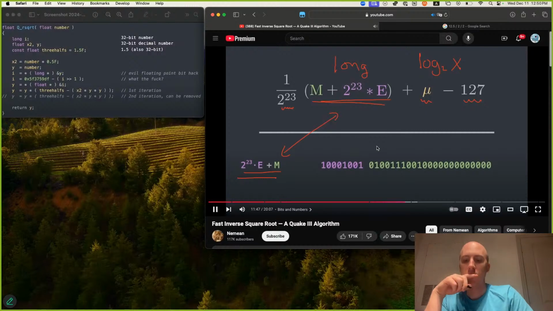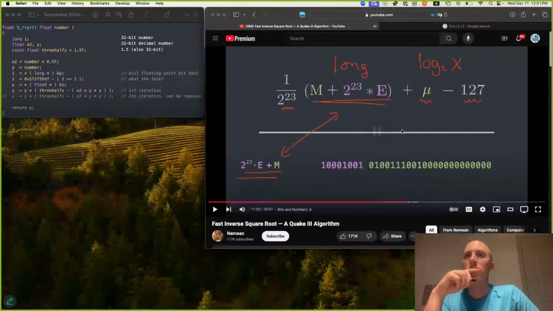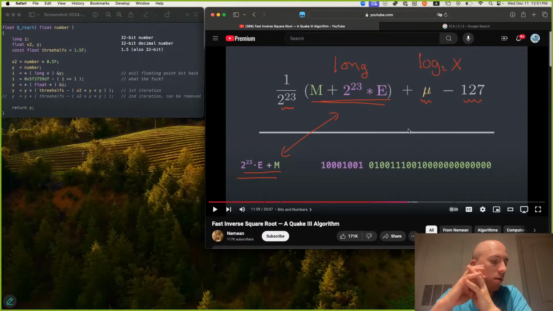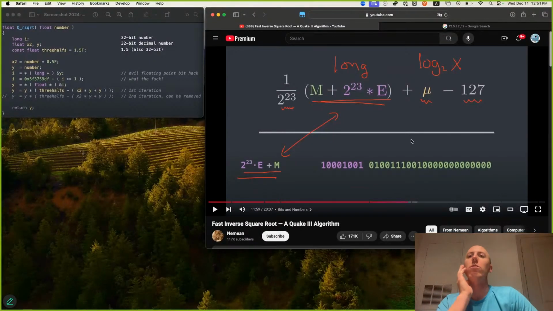So let's think about what we just did. We applied the logarithm to our formula and got the bit representation, just scaled and shifted by some constants. So in some sense, the bit representation of a number is its own logarithm. We started with the number in scientific notation, and then we got the bit representation out of it.